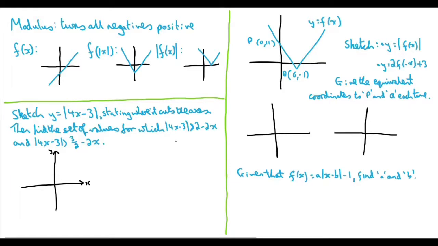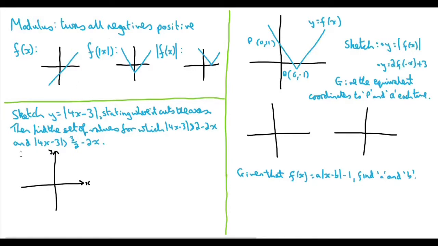To give an example of this, if we were to sketch y equals the modulus of all of 4x minus 3, stating where it cuts the axes, and then from that see if we can find the set of values for which the modulus of 4x minus 3 is greater than 2 minus 2x, and then finally the modulus of 4x minus 3 is greater than 3 over 2 minus 2x.